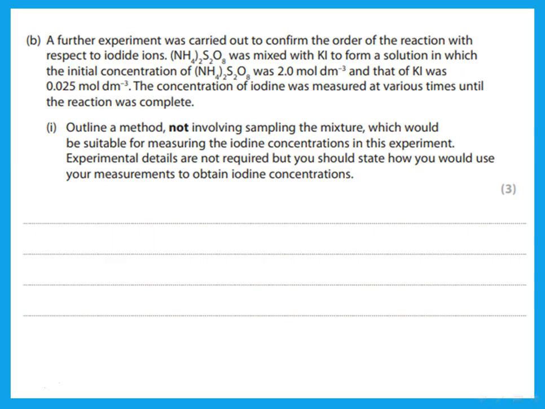A further experiment was carried out to confirm the order of the reaction with respect to the iodide ion. So he makes the persulfate with the iodide, and he has a certain initial concentration of each one.